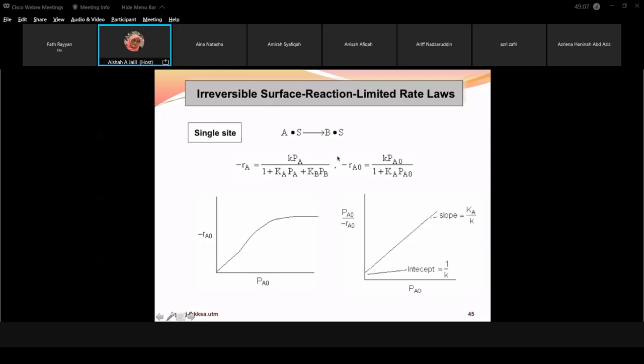This is the graph. If they want you to get the k or K_A, you can get the intercept, you can get k, and then when you get k, you can get K_A. So when you want this type of graph, you have to put the y-axis like this, the x-axis like this. You can rearrange the rate law so that y is this, x is this.